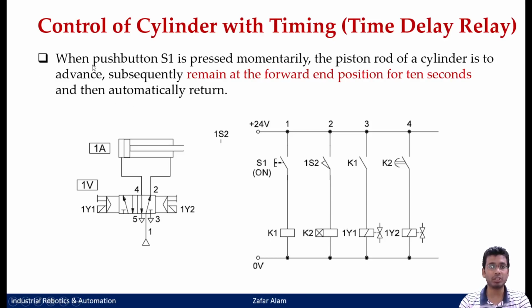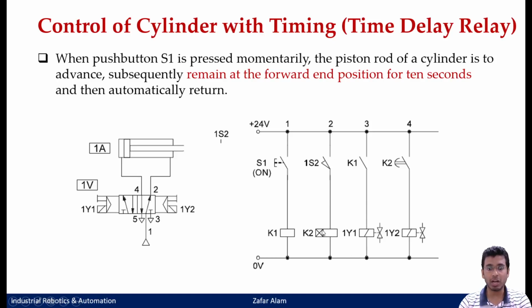Suppose there is a question which says: when a push button S1 is pressed momentarily, the piston rod of a cylinder is to advance, remain in its forward end position for 10 seconds, and then retract back. This is the pneumatic circuit diagram for the same, and this is your electrical control unit. When you press the push button S1, K1 is actuated. With this K1, 1Y1 will get actuated and the cylinder would extend. Once it has completely extended, 1S2 will get actuated, and then relay K2 will get actuated.